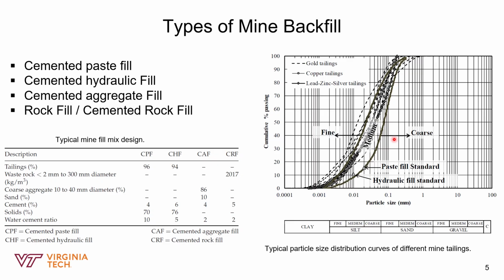And if the particle size distribution curve of the tailings falls in the medium region, it means that it's suitable for paste fill and it requires desliming to be used for hydraulic fill. Desliming means we are basically removing extra fines like clays and silt from the tailings. So if the PSD falls in the medium region, it's good for paste fill, but for it to be used as hydraulic fill, we need to remove some fines from it.